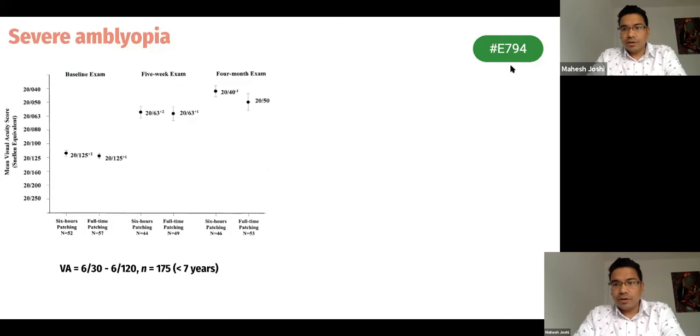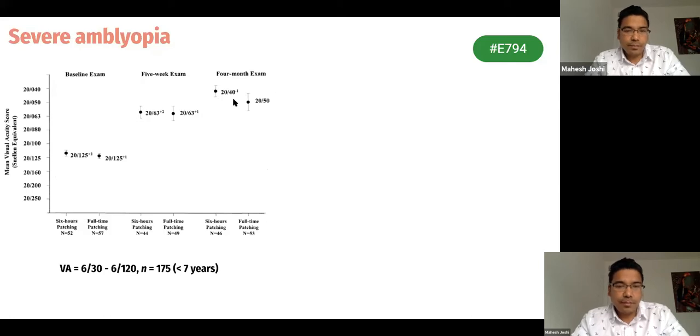So we talked about 4 hours of patching being adequate. What about for severe amblyopia? In this study, they looked at patching 6 hours a day versus full-time patching. When we talk about severe amblyopia, we're talking about quite poor visual acuity, less than 6/60 or less than 6/30. So our natural tendency is that we should prescribe maybe more patching and hope that we'll see a quick recovery. But this study has shown that there are two groups. One was given 6-hour patching, one was given full-time patching, and they observed them after 5 weeks and after 4 months. As you can see, in both groups the gain in visual acuity was the same.